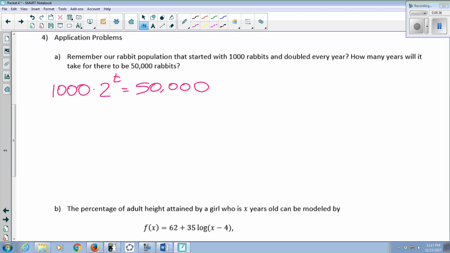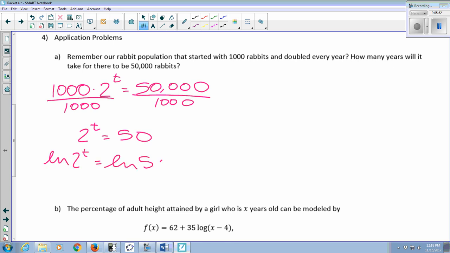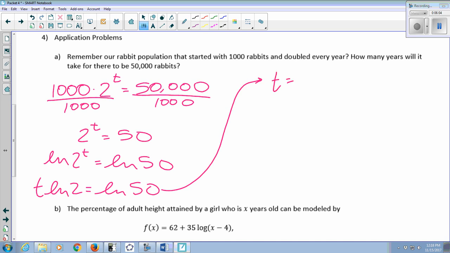So I just want to solve this thing for t. So first thing I have to do is isolate 2 to the t. So I'm going to divide both sides by 1,000. So 2 to the t equals 50. Take the ln of both sides. Bring the t down in front. So this says t ln 2 equals ln 50. And then to get the t by itself, you divide both sides by the ln of 2. So t is going to be the ln of 50 divided by the ln of 2.